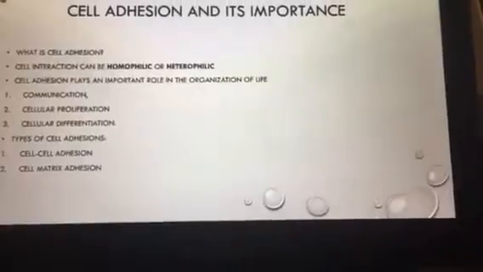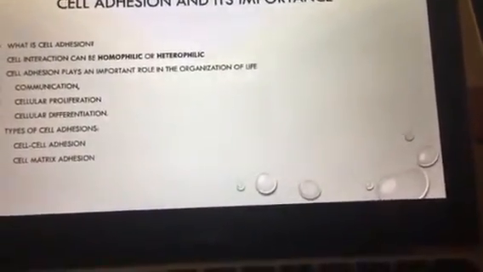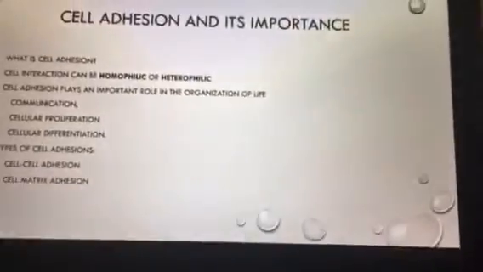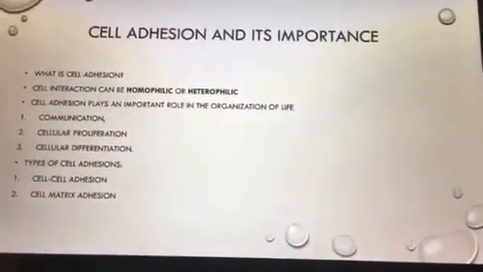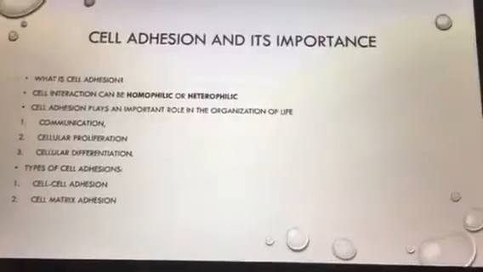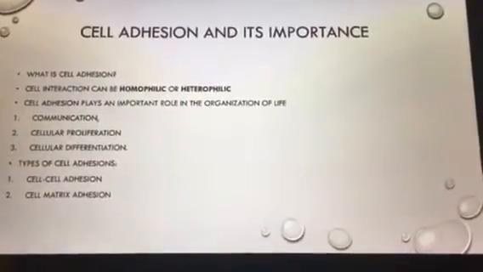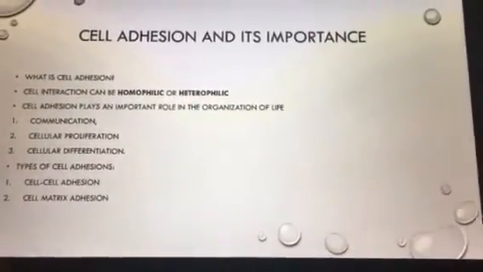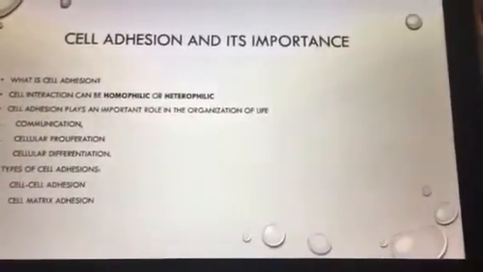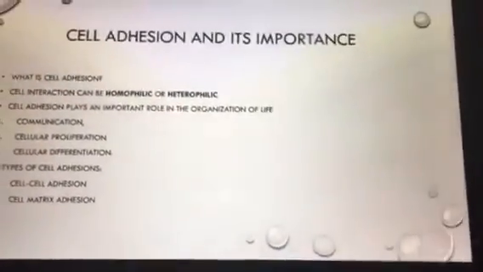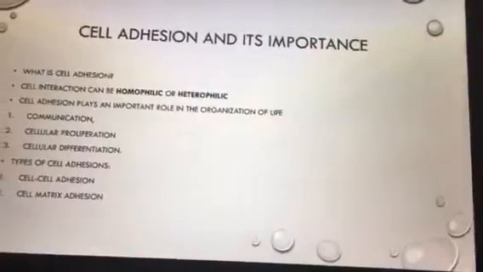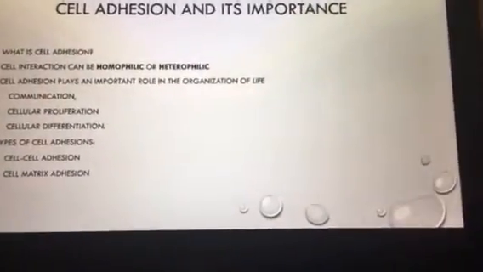So, cell adhesion, like I said before, helps in communication and differentiation. Differentiation is basically the specialization of cells to perform a specific function. And we have two types of cell adhesion. We have cell-to-cell adhesion, which is basically adhesion between cells, and we have cell-to-matrix adhesion, which is the adhesion between a cell and the extracellular matrix.